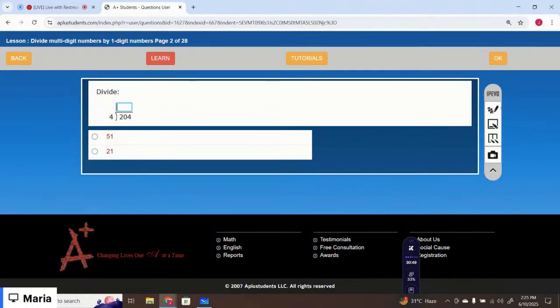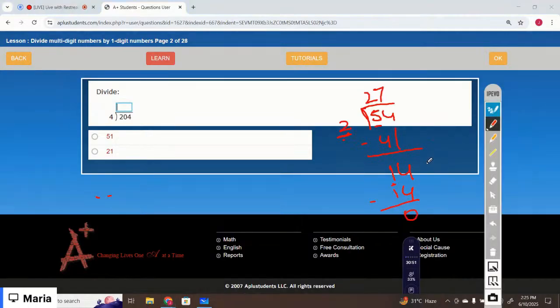204 divided by 4. So start with the first number. 2 is less than 4. We cannot make it a two-digit number. 4 times what number is 20? 4 times 5 is 20. 20 take away 20 is 0.